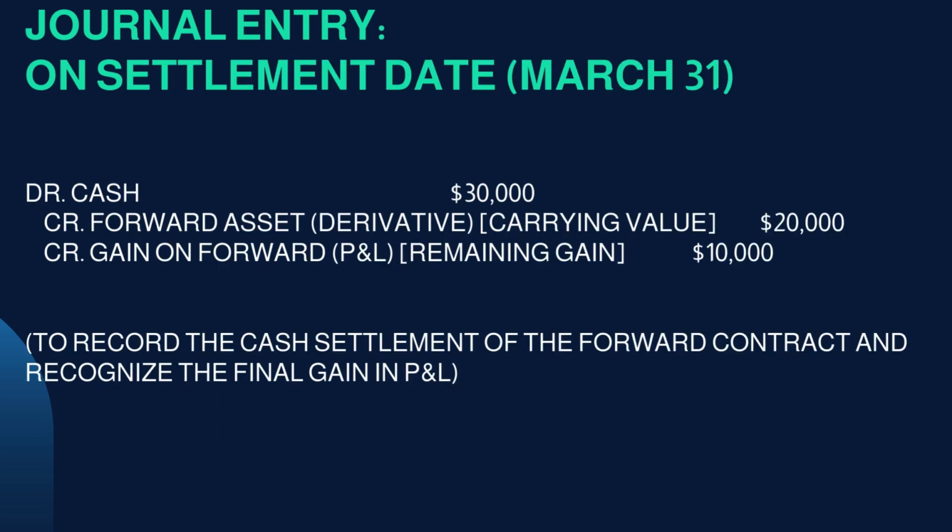Now, let's settle the derivative contract itself. The entity receives cash of $30,000 from the counterparty because the contract was beneficial. We must now remove the $20,000 forward asset that has been sitting on our balance sheet since December. We do this by crediting the forward asset account for its full $20,000 carrying value, which zeroes it out. The difference between the cash received and the asset's value is the final $10,000 gain, which we now recognize in profit or loss. This final gain was not previously recognized in OCI because it occurred after the last reporting date.